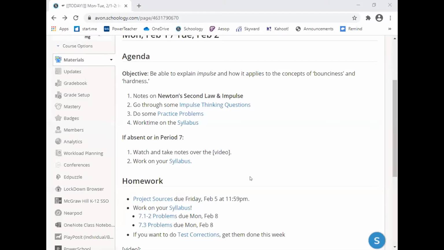All right, so my goal today is we're going to talk about something called impulse. Impulse is closely related to momentum, which we talked about on Thursday. So I want to introduce this idea of impulse and how it connects to Newton's second law and what we talked about on Thursday. I've got a few questions to think through. I've got some practice problems we'll do, and then you'll have time to work on the syllabus.